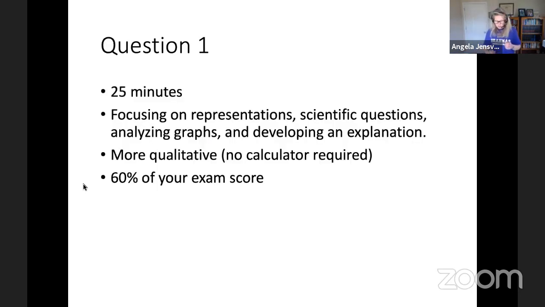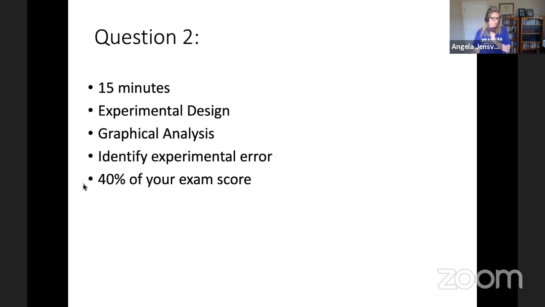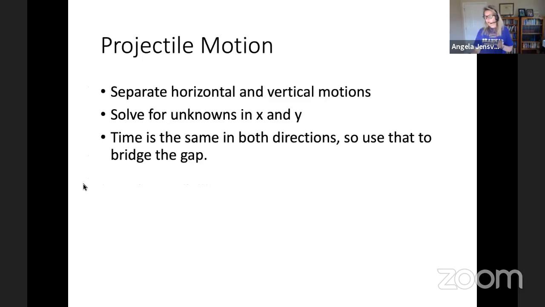Okay, so just to review, your first question is 25 minutes, focusing on those 4 science practices I talked about. It's more qualitative, no calculator required. The second one is 15 minutes. It's going to be an experimental design, so you're probably going to have to do graphical analysis, identify experimental error, and that's 40% of your grade.